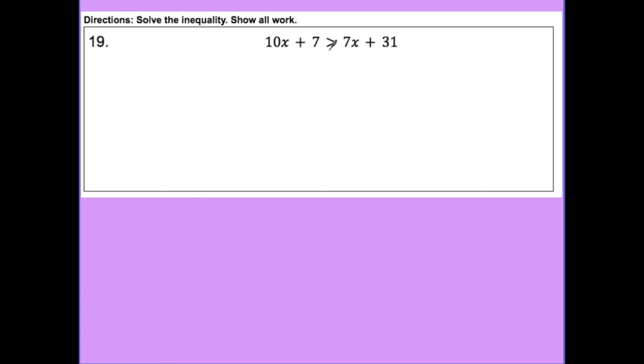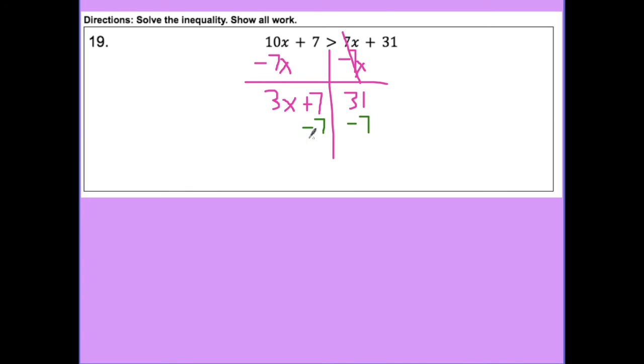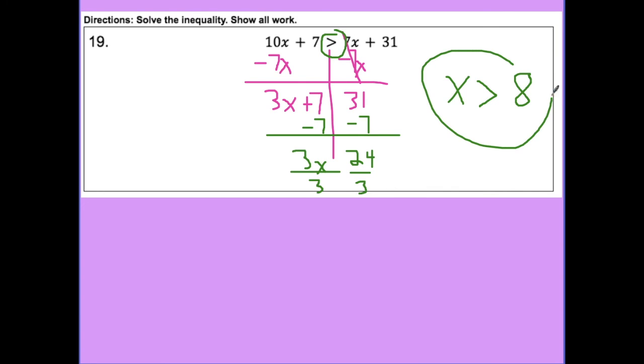Here we have variables on both sides. I'm going to choose the smaller one, the 7x. So let's subtract 7x on both sides. Alright, 10x minus 7x, I get 3x. That 7 is still hanging out here. These are gone, they're opposites. I only have 31 left. Do another opposite, minus 7. I'm going to have 3x and 24. Another inverse, divide by 3. Kind of running out of room here. x, 8. And I divided by a positive, so I have the same inequality symbol at the end.